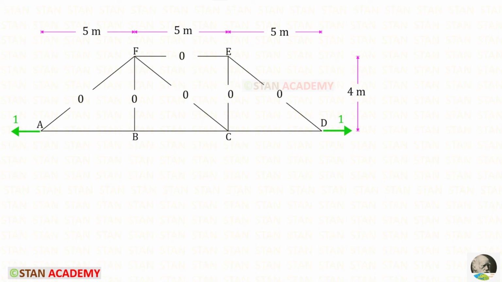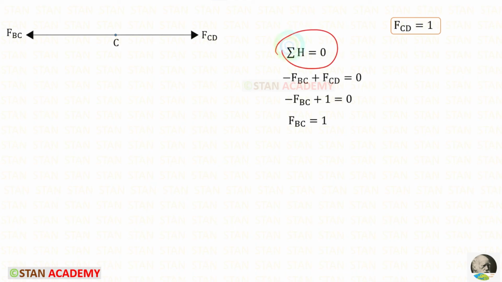Now let us take the joint C to find the member force FCB. We can apply this rule. FCD is acting towards the right side, so it will be positive. FBC is acting towards the left side, so it will be negative. We already know FCD is 1, we can apply that. In this way, for FBC, we will get 1.